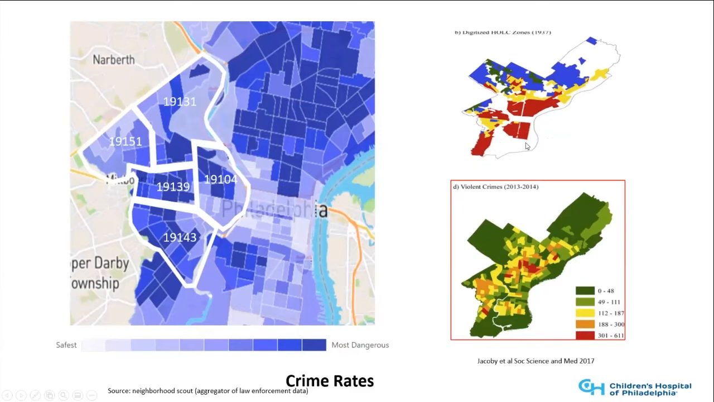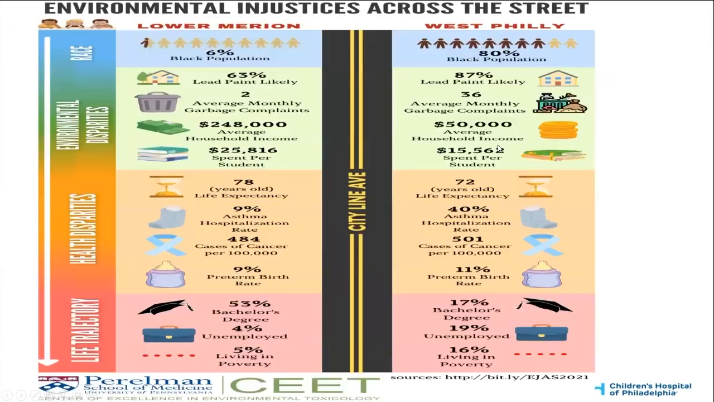This is a digitalized map of it, but this is West Philly again. And then if you look, we talked about Lower Merion. So there's one street that really divides West Philly from Lower Merion. And across the street, we see major disparities. In terms of race, we have 6% Black versus 80% in West Philly.